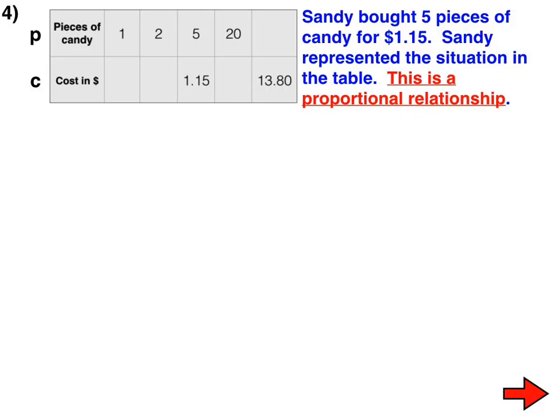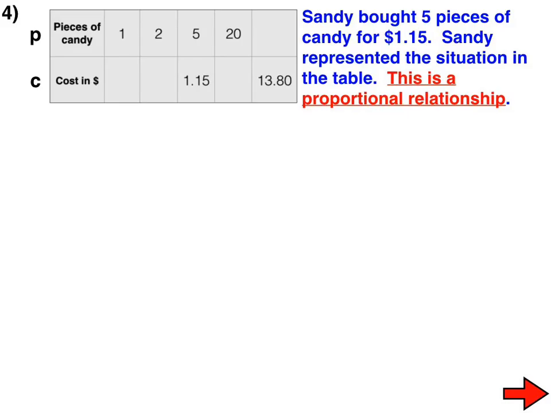This is pieces of candy for how much money it costs. So Sandy bought 5 pieces of candy for $1.15. The first thing you're going to do again is find unit rate. How much does it cost for 1 piece of candy?